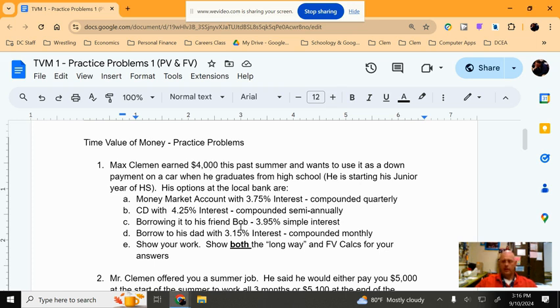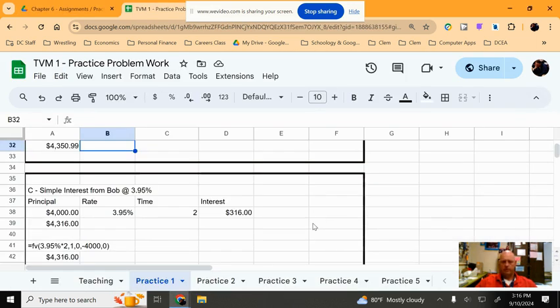Option C, borrow it to your friend Bob, and Bob's going to pay you 3.95% simple interest. So $4,000, 3.95% interest, and our time is going to be more than 1 year, so it's going to be the whole number 2 because we're leaving it in for 2 years. We get $316 in interest, so we end up with $4,316.